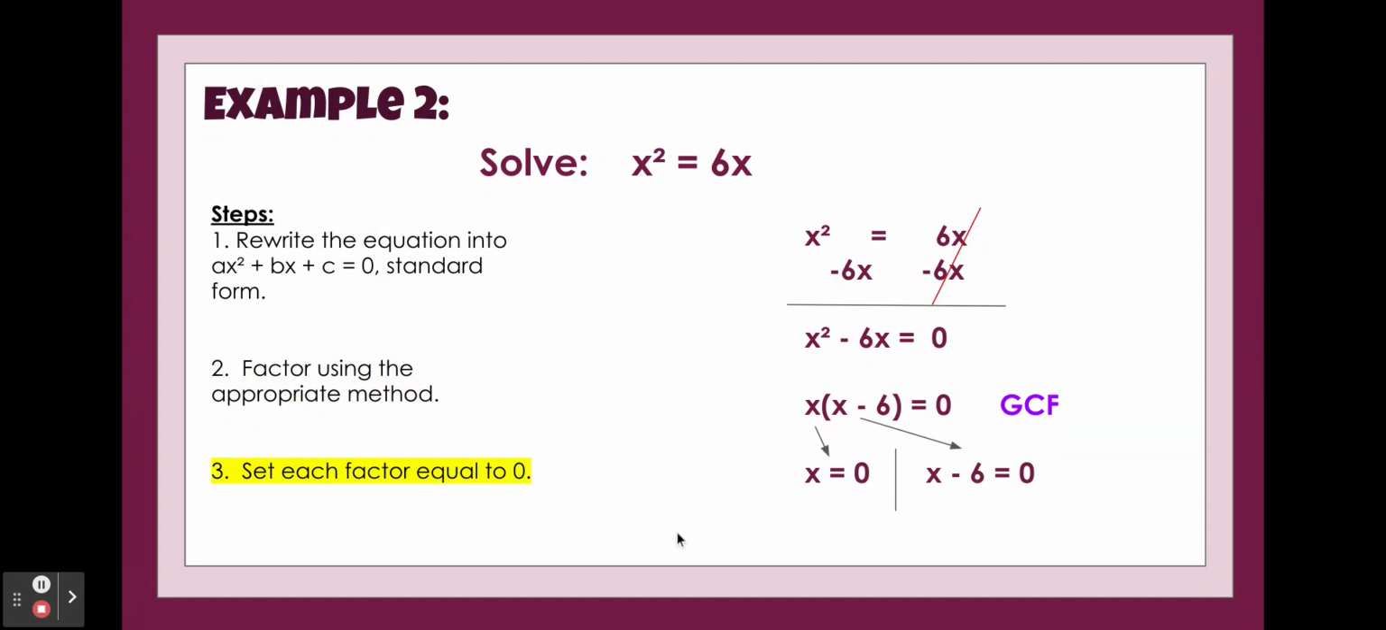Now we're going to set each factor equal to 0. So we have just x as one factor and x minus 6 as the other factor. So x equals 0, that's going to be one of our solutions. And then x minus 6 equals 0 needs to be solved. When we solve that, we get x equals positive 6. So our two solutions are 0 and positive 6.